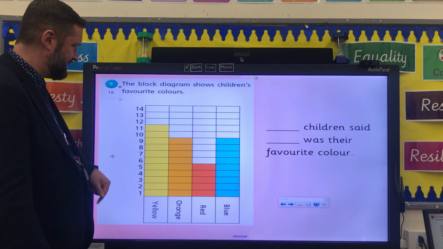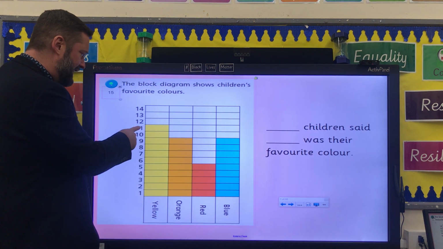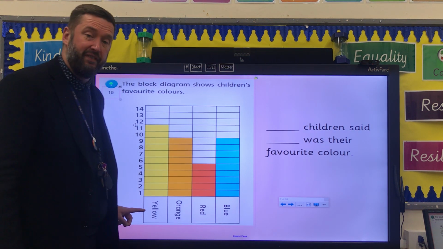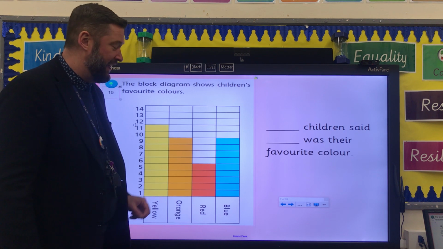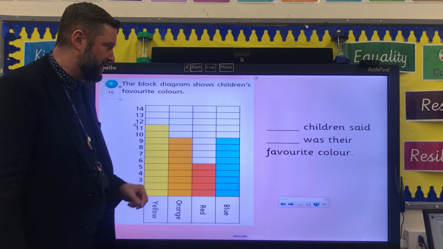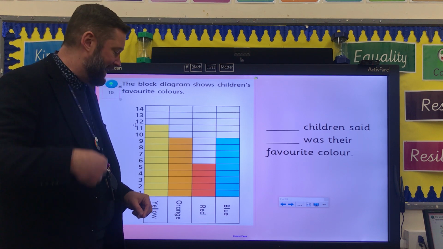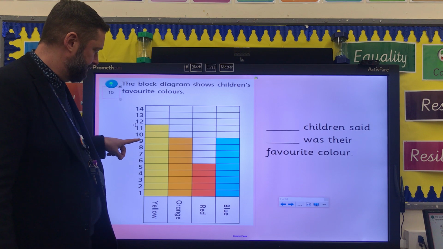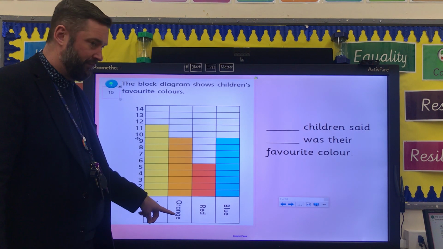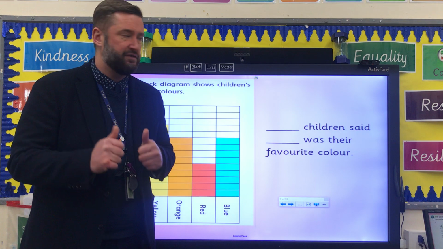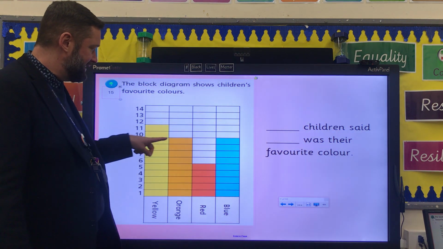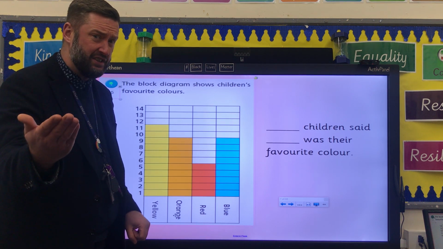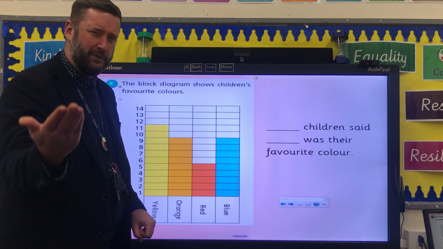1, 2, oh, I don't need to count, I can use my scale. 11 children said yellow was their favourite colour. Your turn now to shout out at me. What's the sentence for the orange bar? That's right. 9 children said their favourite colour was orange. What's the sentence for the red bar, for the red block?